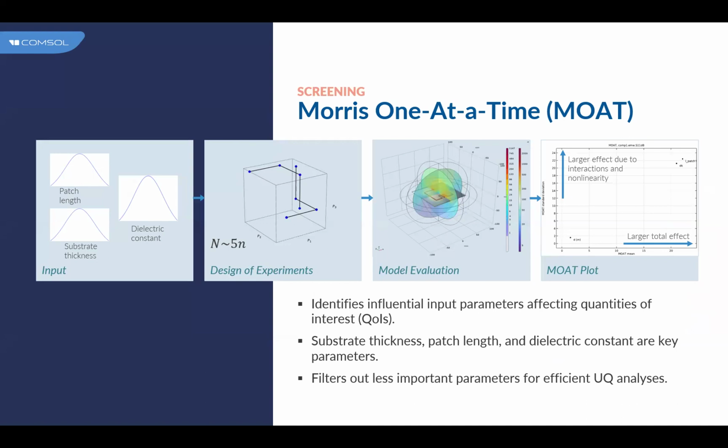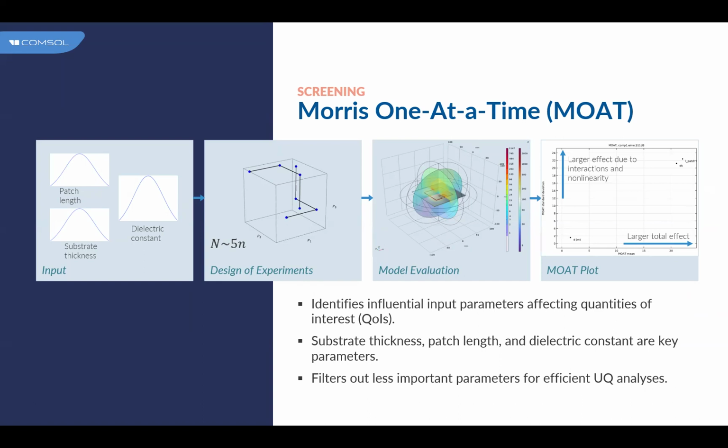Initially, uncertainty quantification involves many input parameters, but not all of them have a significant impact on the quantities of interest. The Morris one-at-a-time method is a screening technique used to identify the most influential input parameters before conducting more detailed uncertainty quantification analysis.